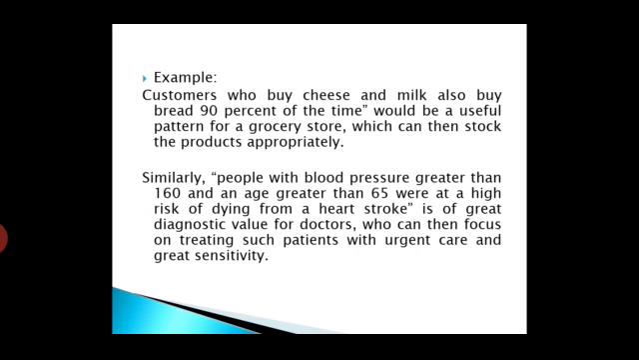For example, the customers who buy cheese and milk also buy bread 90% of the time would be a useful pattern for a grocery store, which can then stock the products appropriately. Similarly, the people with blood pressure greater than 160 and an age greater than 65 were at high risk of dying from heart stroke. Now, this kind of analysis is a great insight for the diagnosis purpose for doctors. Now, this kind of mining technique is called as what? The predictive analysis.